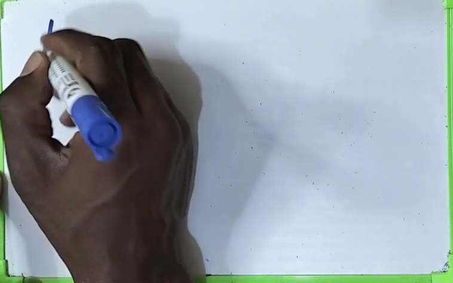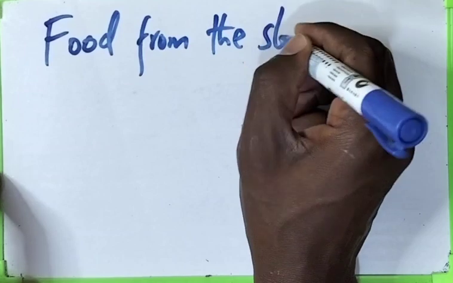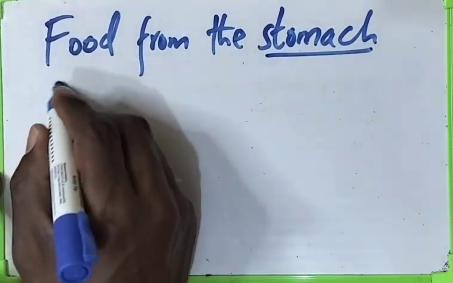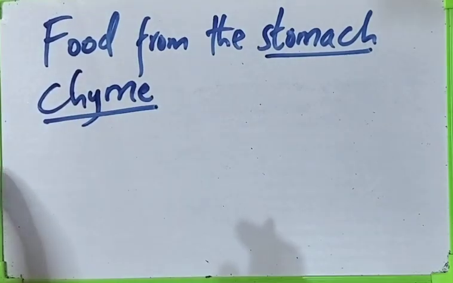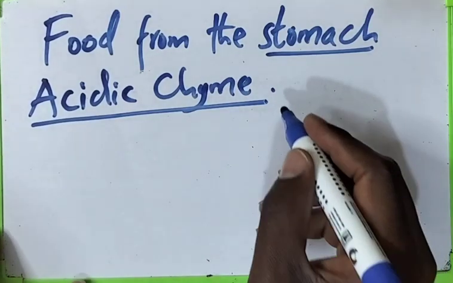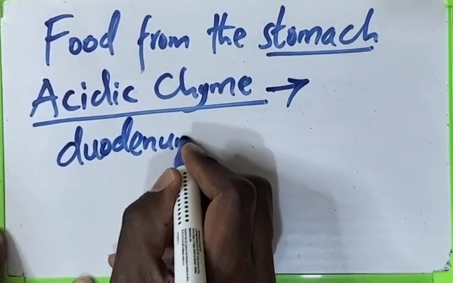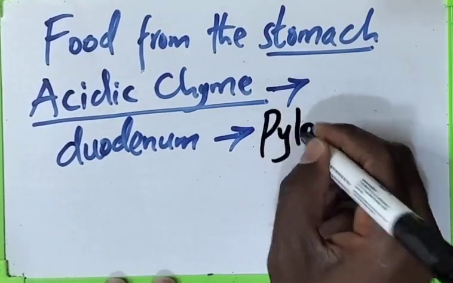So when food enters the duodenum, of course that food is from the stomach. And this food from the stomach is called chyme because it has gone through churning. This chyme is acidic, so we rather refer to it as acidic chyme. Acidic chyme from the stomach will enter the duodenum through a valve we call pyloric sphincter.